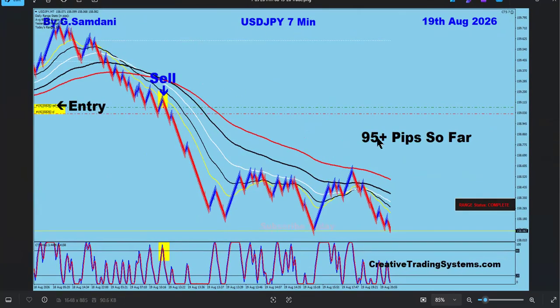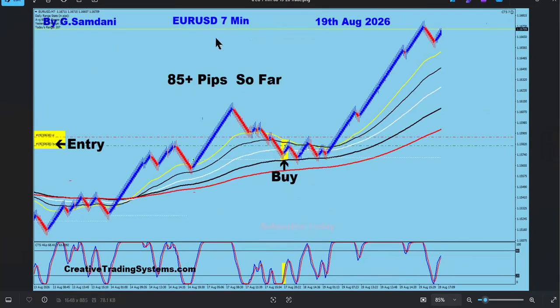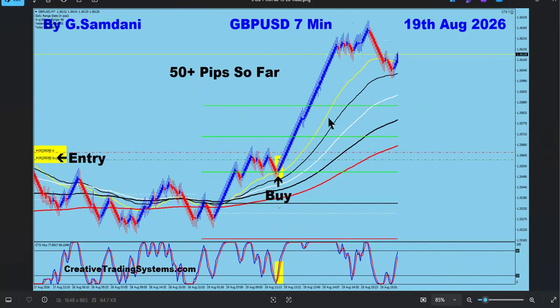USD Yen for 95 pip because of the USD weakness all the way down. And this one is Euro USD going to the upside because of the USD weakness. Euro USD is on the right hand side, the pair will go up after the USD gets weaker. And if it is on the left hand side, like USD CAD, USD Yen, they will go down. So that's what's happening. Pound USD 50 pip again going to the upside on the 19th.